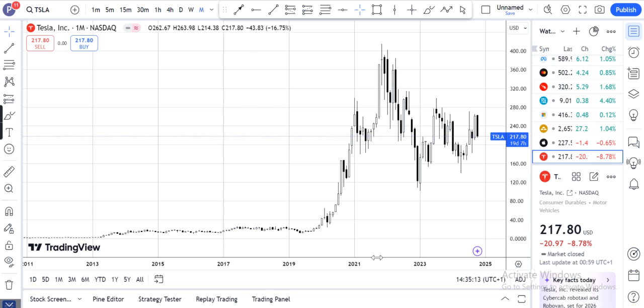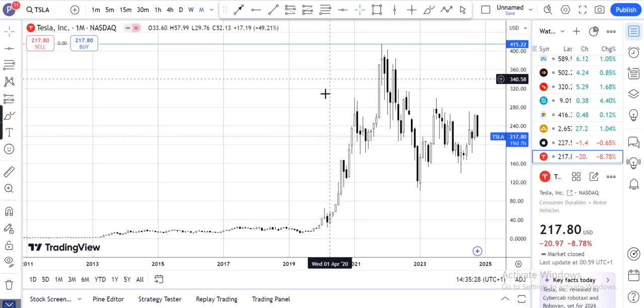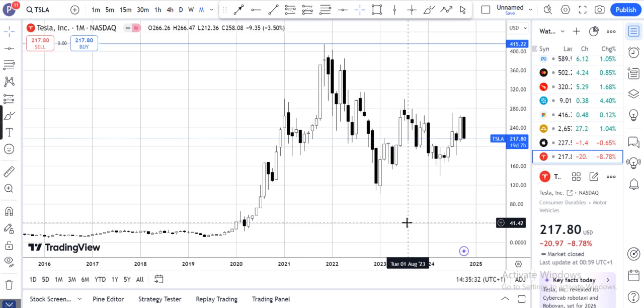So here we have the Tesla stock. Now, I believe you all know the Tesla company, and they deal in electric vehicles and all of that. So now, a unit of this Tesla stock is selling for $217.80. Are you with me? A unit of this stock is selling for $217.80 at the moment.